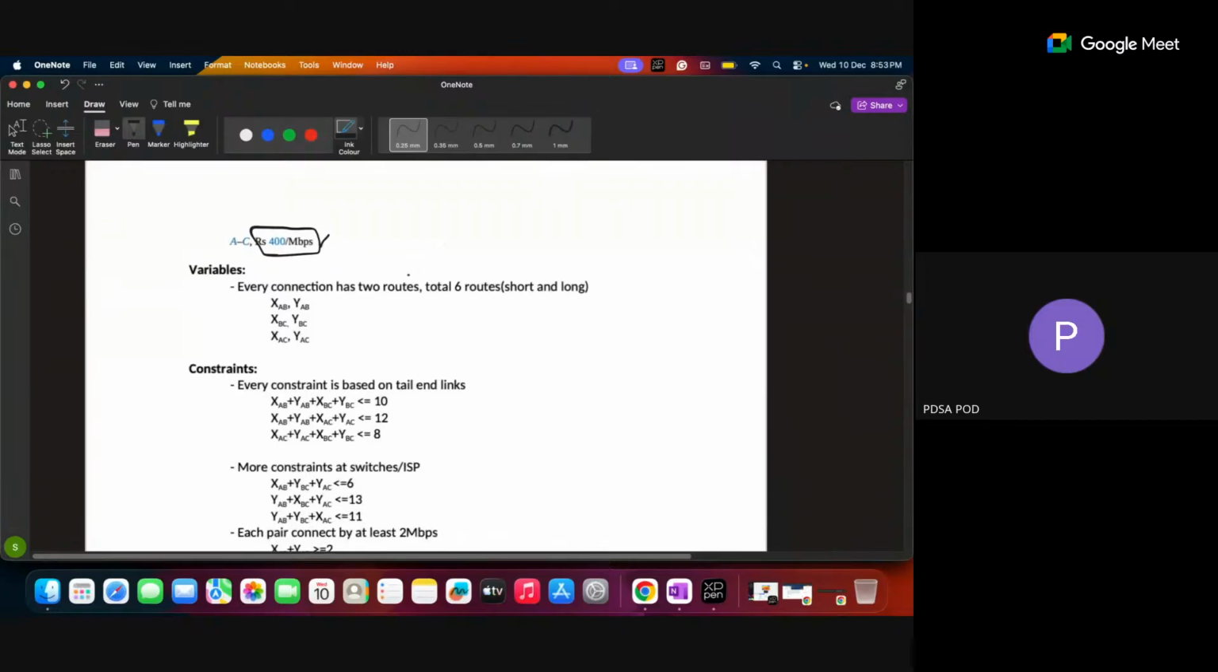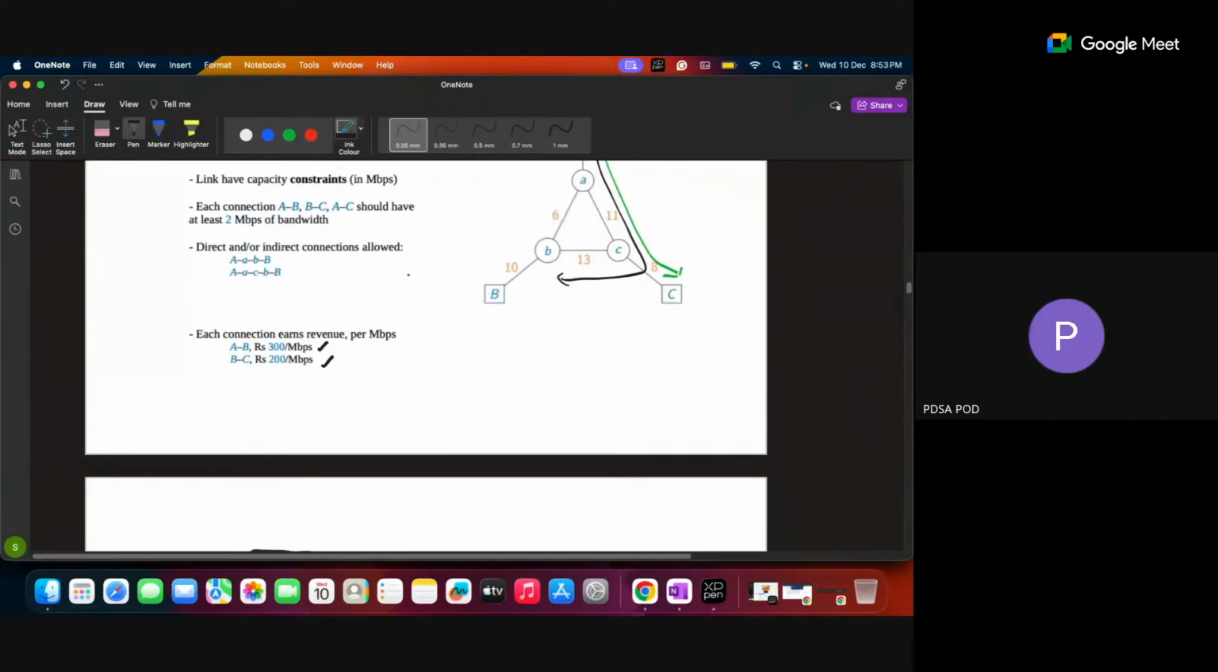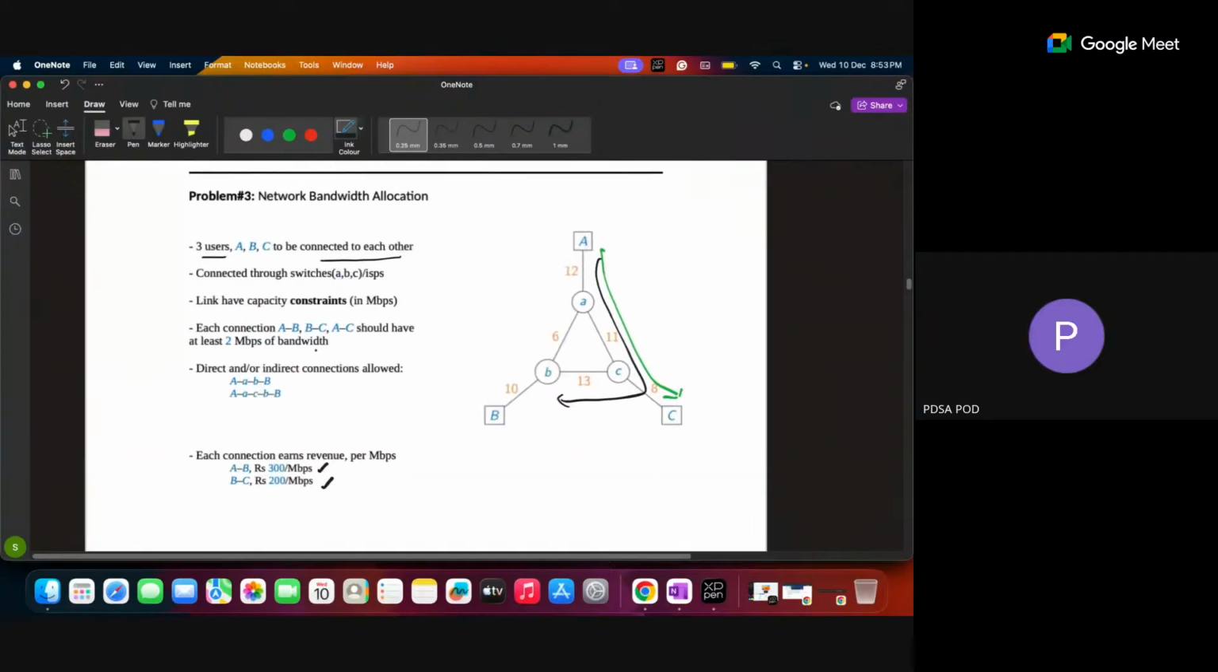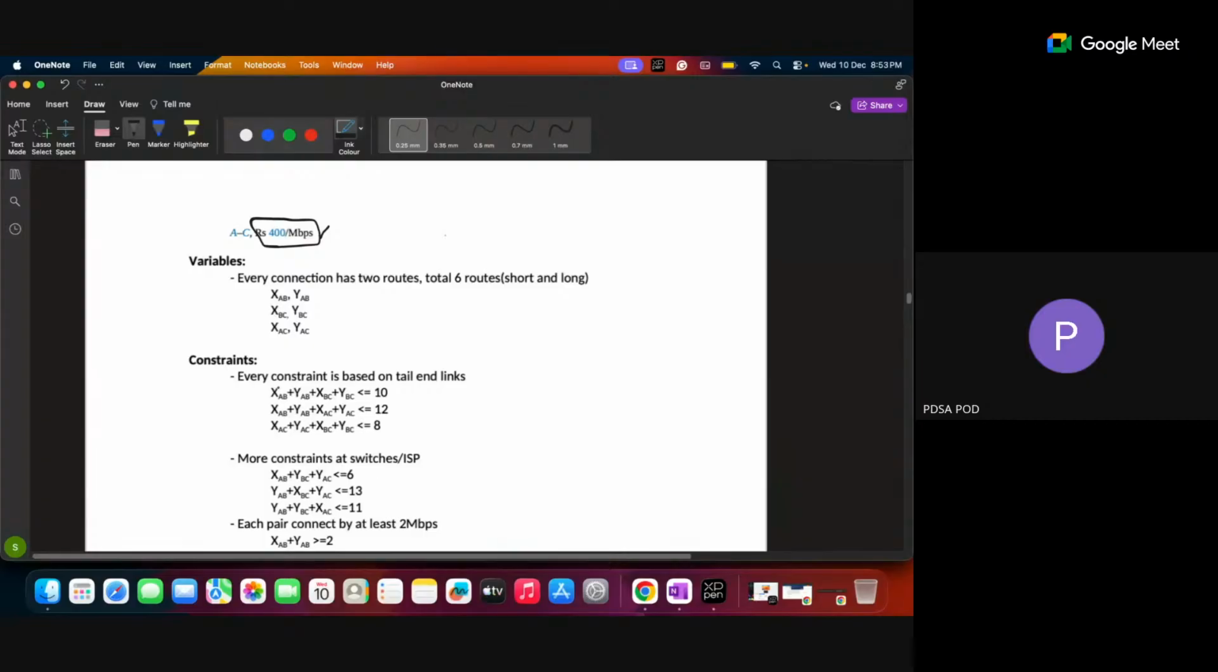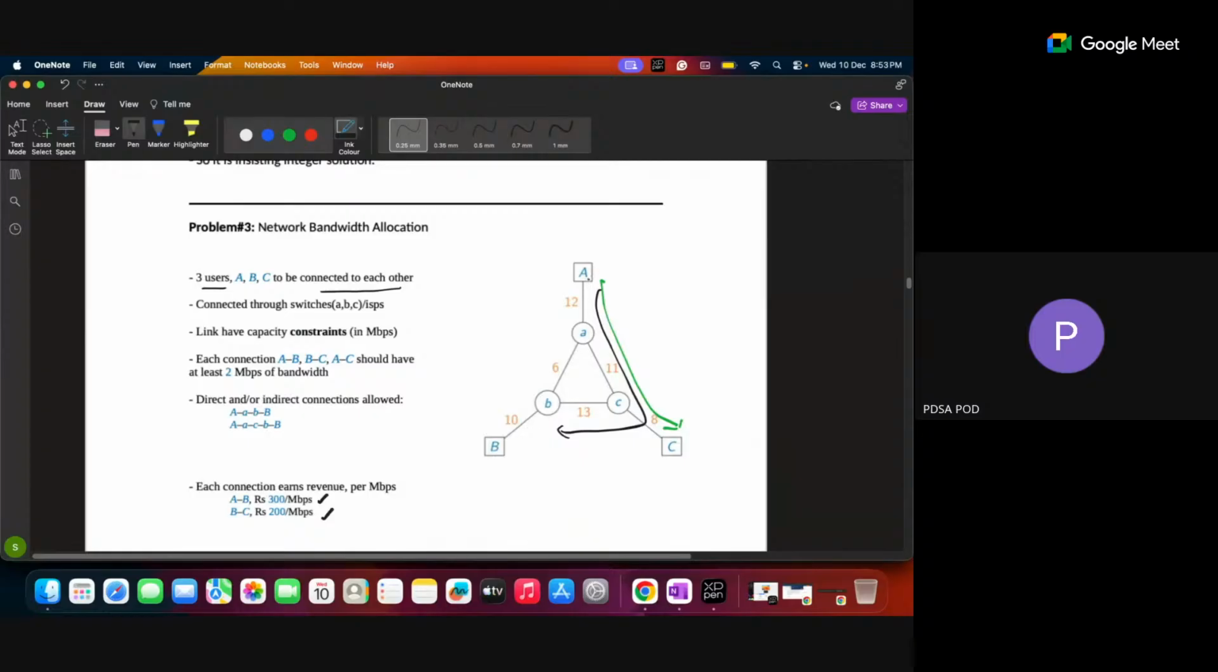Now, there are some constraints given. The constraints represent link capacity: this particular line can have a maximum bandwidth of 10 Mbps, and this line has a maximum bandwidth of 6 Mbps. That's called maximum bandwidth. Combined, the constraint is XAB plus YAB plus XBC, at most 10 Mbps, because X is nothing but a direct path and Y is nothing but an indirect path. So this line is this path.